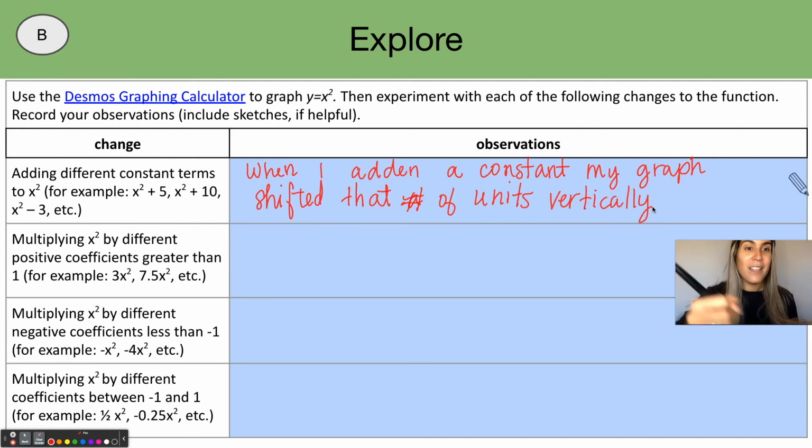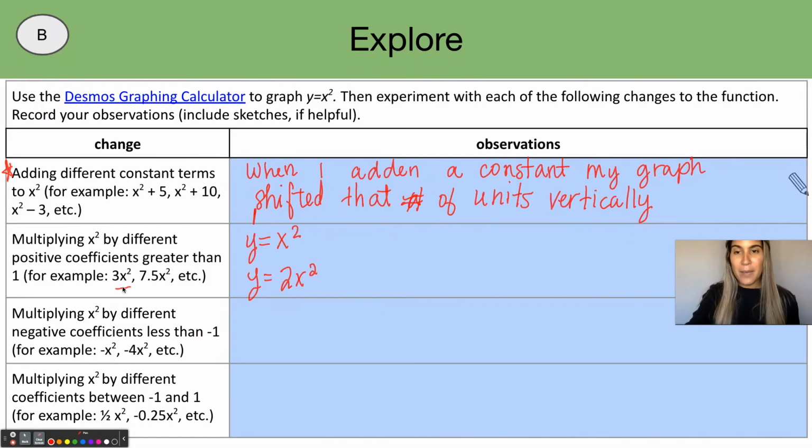Now, if you saved the link to your graph, you can also go ahead and paste it right here. That way your teacher can be able to access it. After you complete the first portion, go ahead and continue using Desmos to multiply x squared by a different positive coefficient. So that means if I have y equals x squared, what would happen if I multiply that by y equals 2x squared?